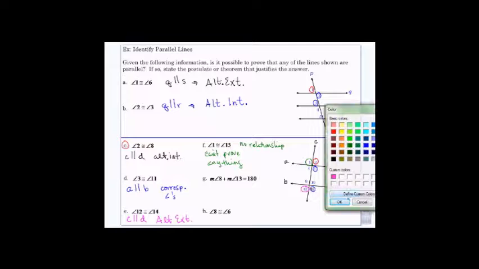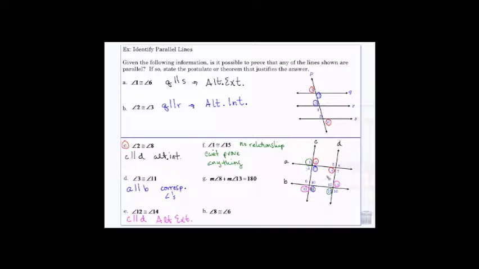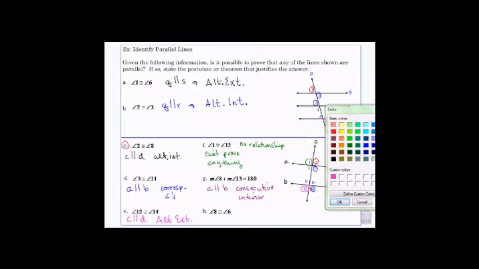Let's do purple. 8 and 13. Here's 8 and here's 13. They're same side interior. They add up to 180, so that tells me that A and B are parallel because of consecutive interior angles.